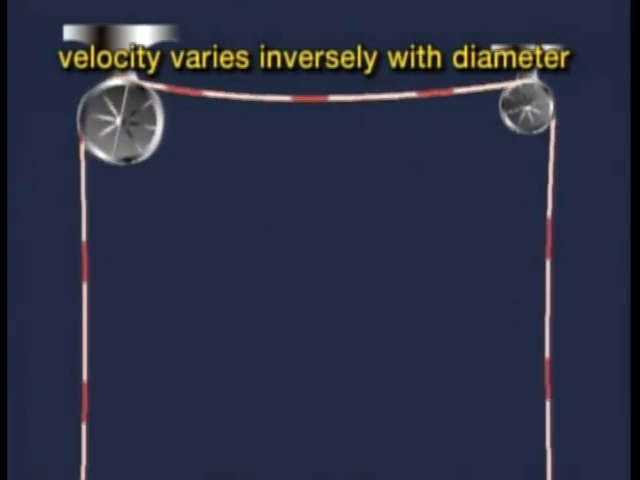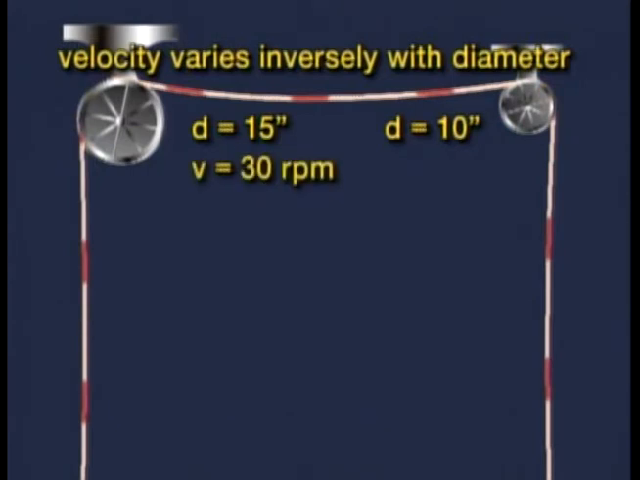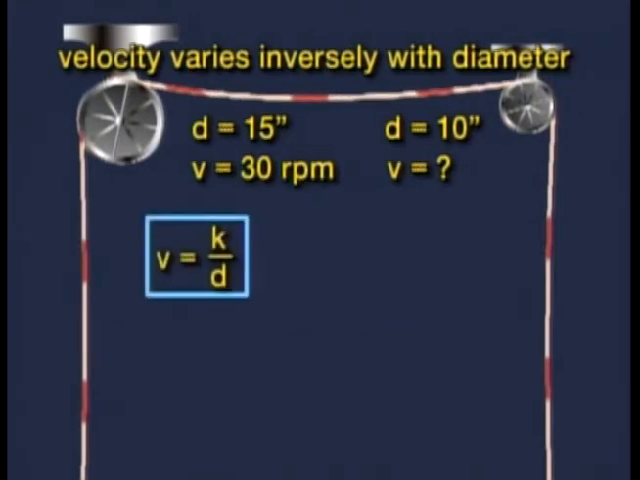Now here's the problem. A 15-inch diameter pulley is connected to a pulley with a 10-inch diameter. If the 15-inch pulley has a velocity or speed of 30 RPMs, what is the speed of the 10-inch pulley connected to it? We know that velocity, v, varies inversely with diameter, d. Let's see if we can write a formula that expresses this relationship. V equals K over d.